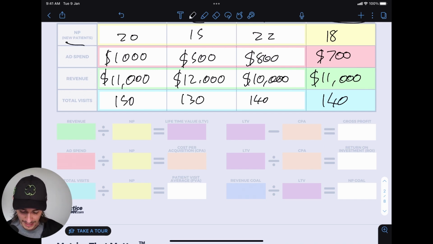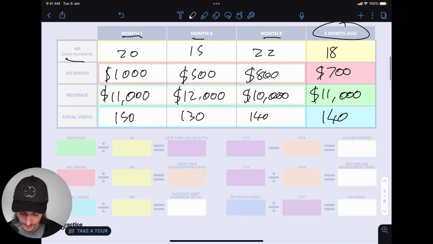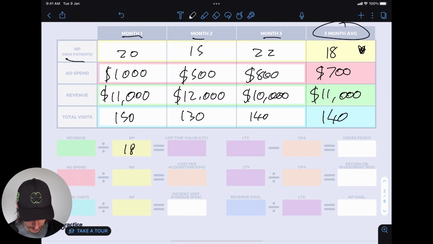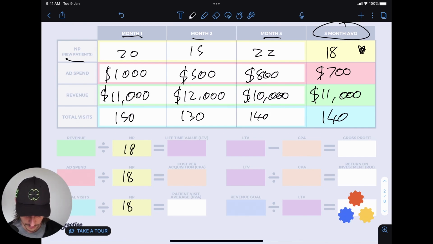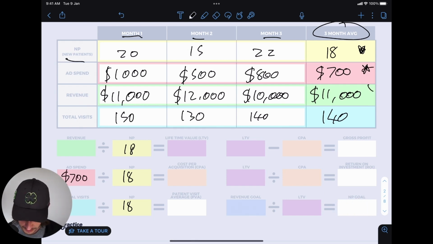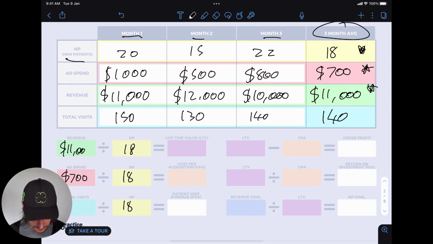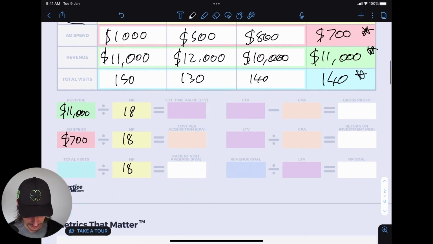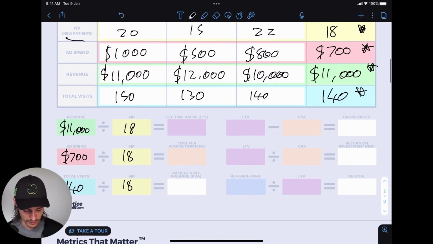So 18 was the number of new patients, all right? So I'm going to put that number in all of the yellow boxes. Perfect. The next one is ad spend. I'm going to put that in the red box. The next is revenue. I'm going to put that in the green box. And then the next was total visits, and I'm going to put that in the blue box. Then we're going to do the calculation.